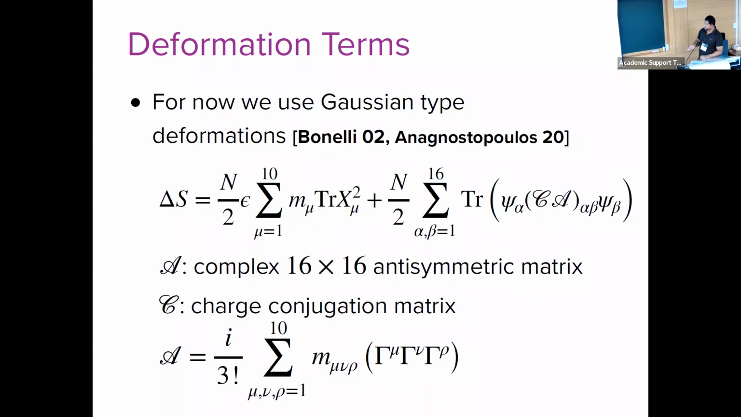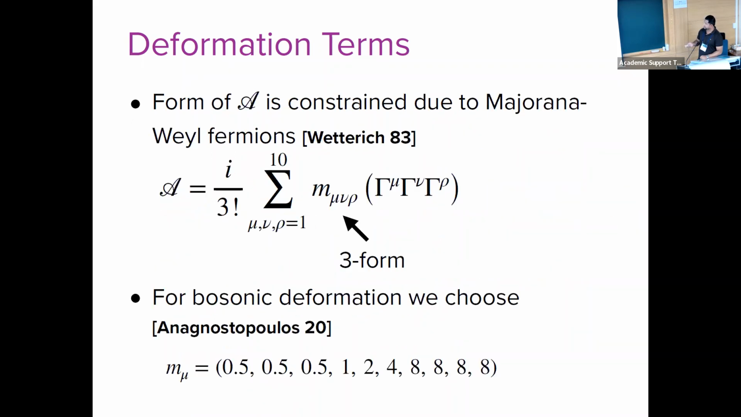Now, what is the form of this matrix A? The form is constrained. It is coming again because of Majorana-Weil fermions. It was shown back in the days in this paper. So the form of A has to be constrained in this way.